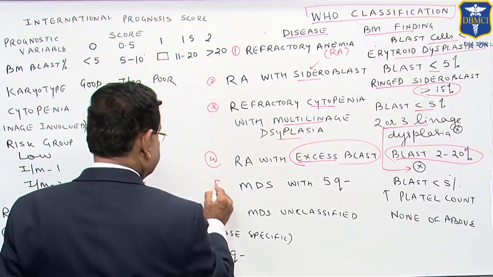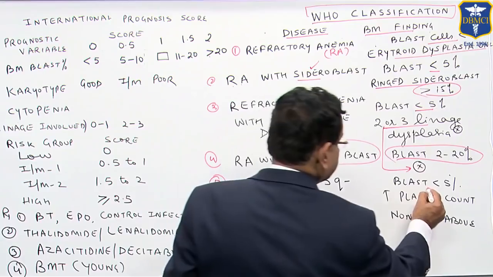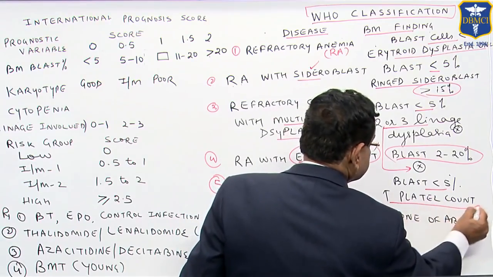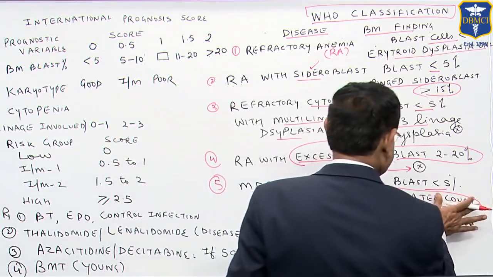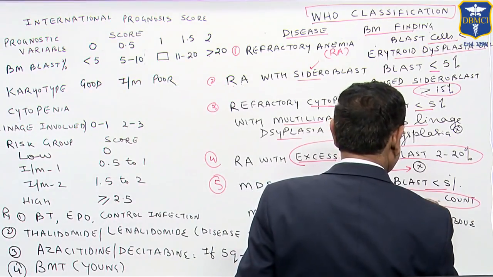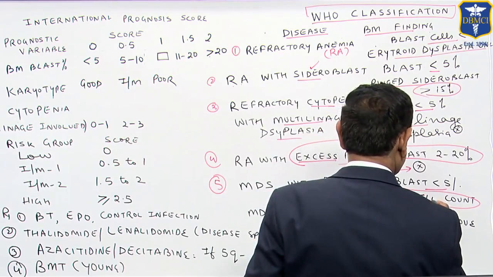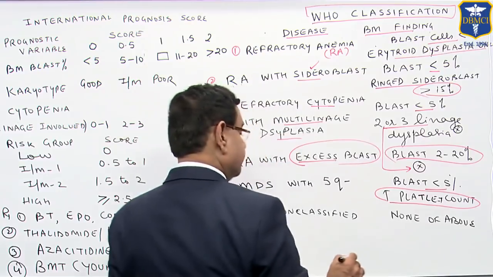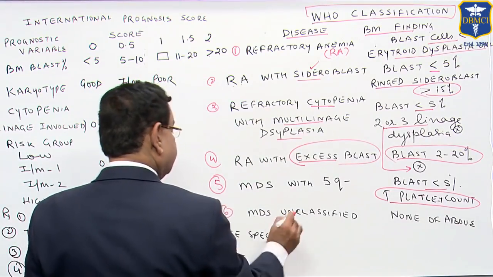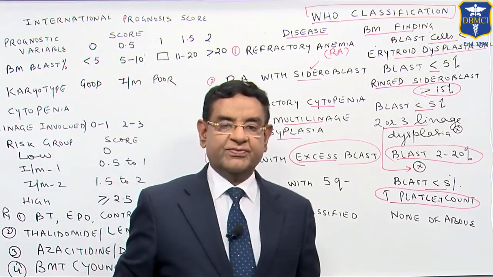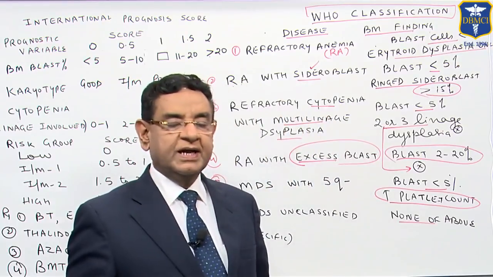And the fifth one is myelodysplasia with 5q minus, blast cells again less than 5%, but here the platelet count may be increased. And the sixth one, MDS unclassified. If none of the above fits, we call it unclassified.